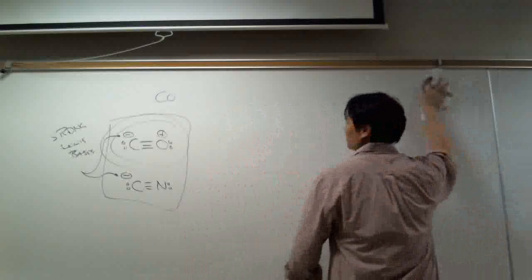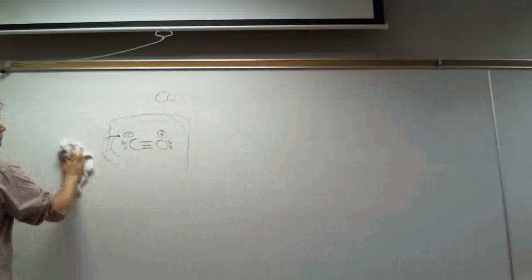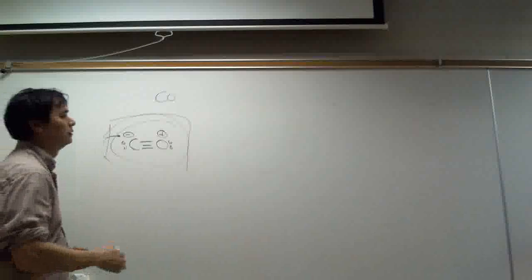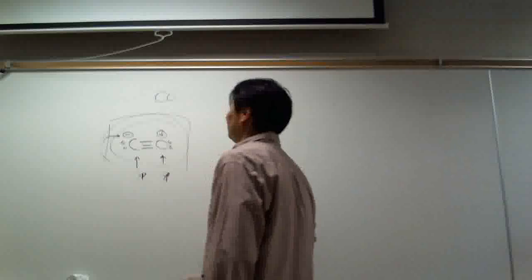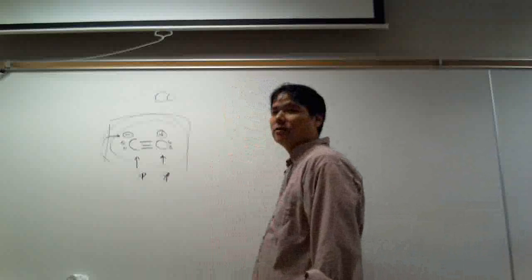So let's do the valence bond for carbon monoxide. What's the hybridization on carbon? SP. And oxygen? SP as well. And so you guys know how to draw the orbitals?